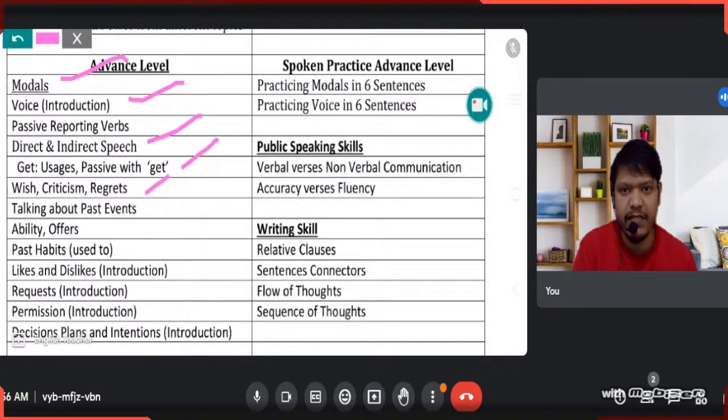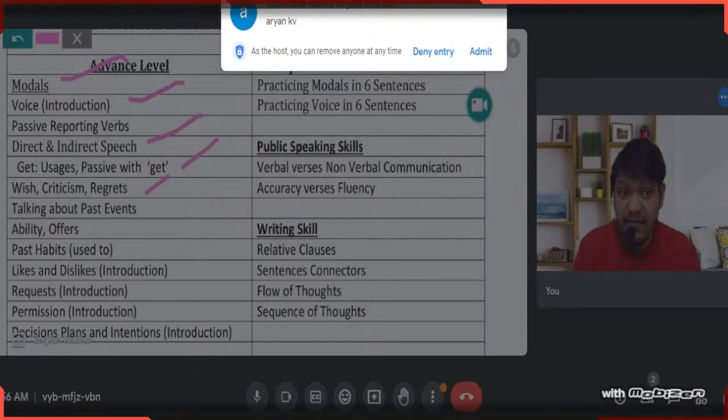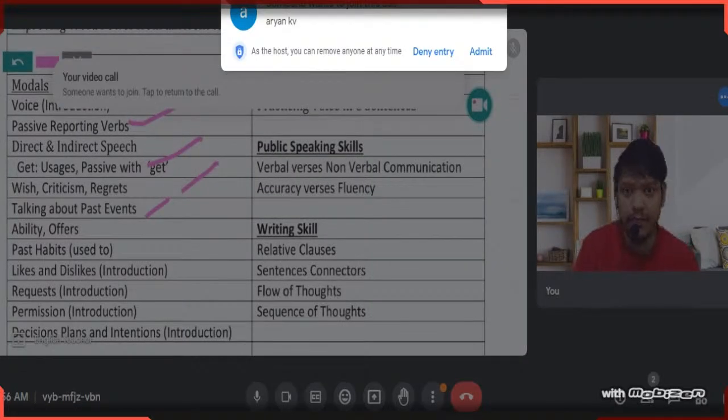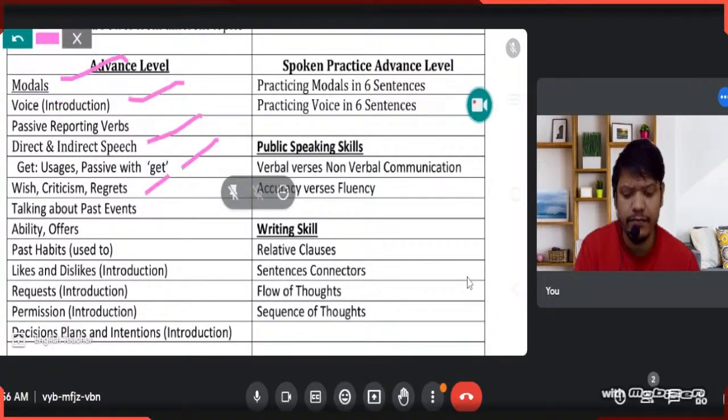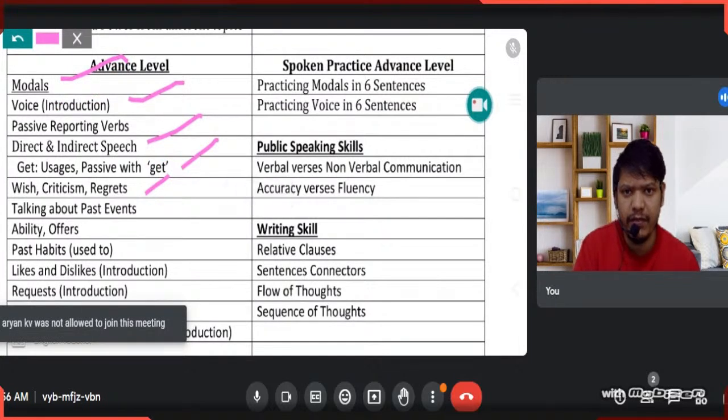Wish, criticism, and regards. How to talk in the English language if we need to wish. How it has to be talked. For example, wishing in English. Criticizing: you should not be speaking, you should not have spoken something like this. Criticizing someone. And this we need to make sure of.